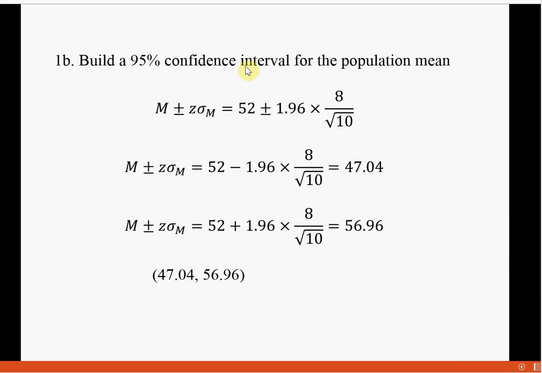1b: build a 95% confidence interval. Now, 1b has a slight variation from 1a. We want to build a different level of confidence interval. We want to be a little more confident that the interval encloses the true population mean. Again, we use this formula since we know the population standard deviation, but now we need a new z-score. This new z-score should correspond to 95% probability.